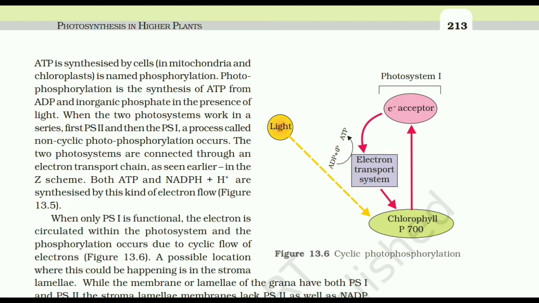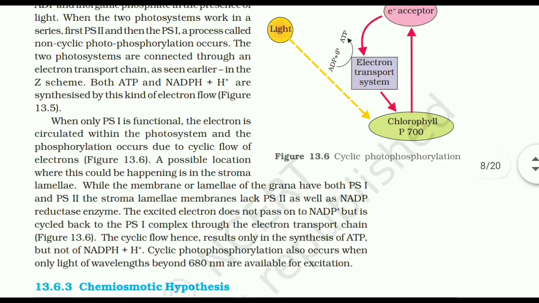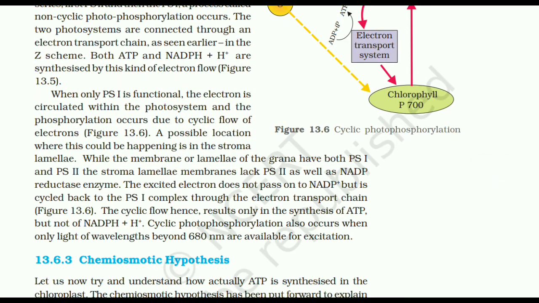The two photosystems are connected through an electron transport chain, as seen earlier in the Z scheme. Both ATP and NADPH plus H plus are synthesized by this kind of electron flow. When only PS1 is functional, the electron is circulated within the photosystem and the phosphorylation occurs due to cyclic flow of electrons. A possible location where this could be happening is in the stroma lamella, where the membrane or lamella of the grana have both PS1 and PS2.